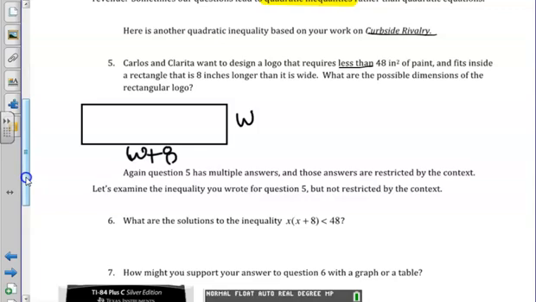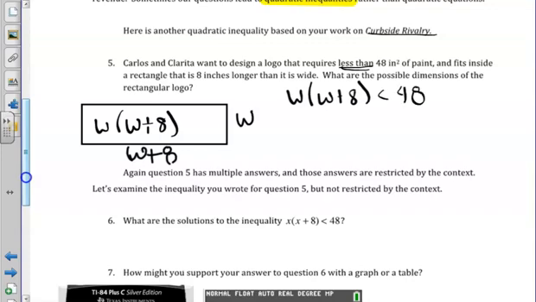So we can represent the length as w plus 8 and the width is w. So the area of this would be w times w plus 8. Now, instead of it being equal to 48 inches squared, we want it to be less than. So our inequality would be w times the quantity w plus 8 is less than 48. We still need to solve this. So let's use our method for solving and figure out what our range of values will be.